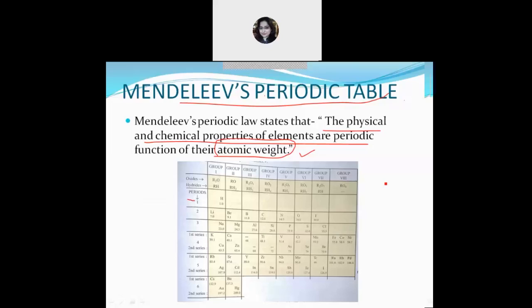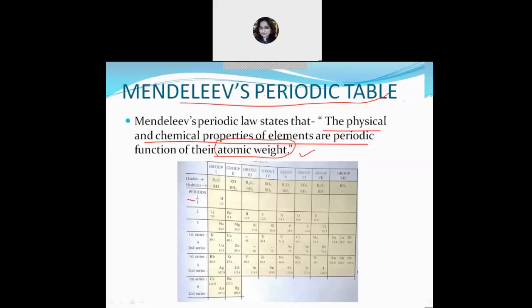At the same time, he was also very thoughtful that he left some gaps for the elements which were yet to be discovered, because he knew that some elements would be discovered in the near future. For example, both gallium and germanium were unknown at that time. So Mendeleev published his periodic table with these gaps.